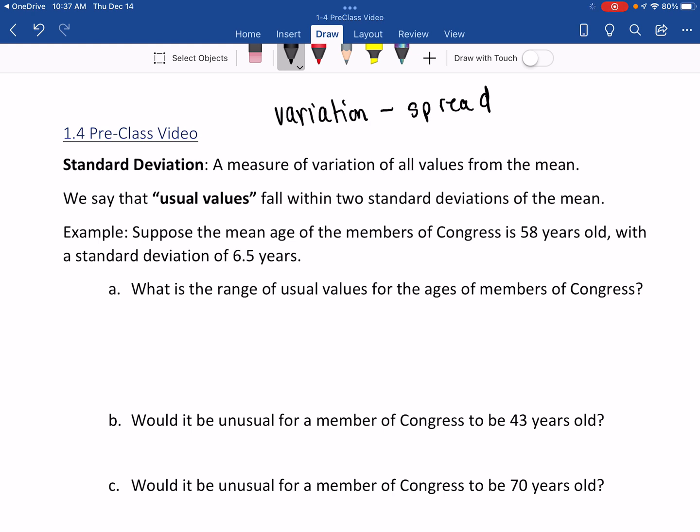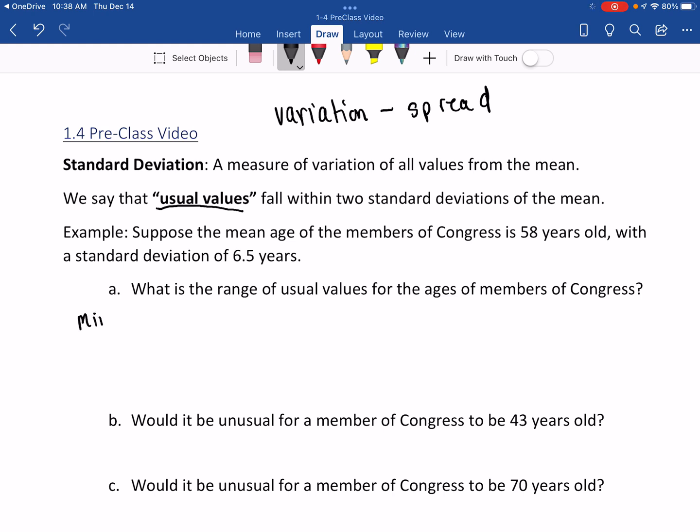Right. And so, depending on what that measure of spread is, what the standard deviation is, we can think about, is a specific data value unusually low for this data set or unusually high for this data set? And we say that usual values fall within 2 standard deviations of the mean. So most of our data should fall within 2 standard deviations of the mean. If you're sitting at the mean, 2 standard deviations above or 2 standard deviations below, those would be usual values. Anything further out than that, it's unusual.